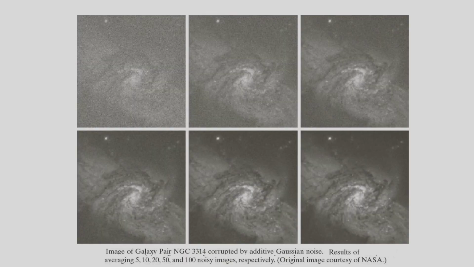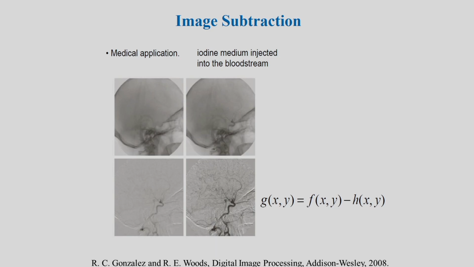And in this example I have shown the noisy image. The first one is the noisy image. The second result is the averaging of 5 images. Next one is the averaging of 10 images. Next one is the averaging of 20 images. And if you see the next, this image is the averaging of 50 noisy images, and this is the averaging of 100 noisy images. So you can see that the noise is removed because of the averaging operation. The next one is the image subtraction.